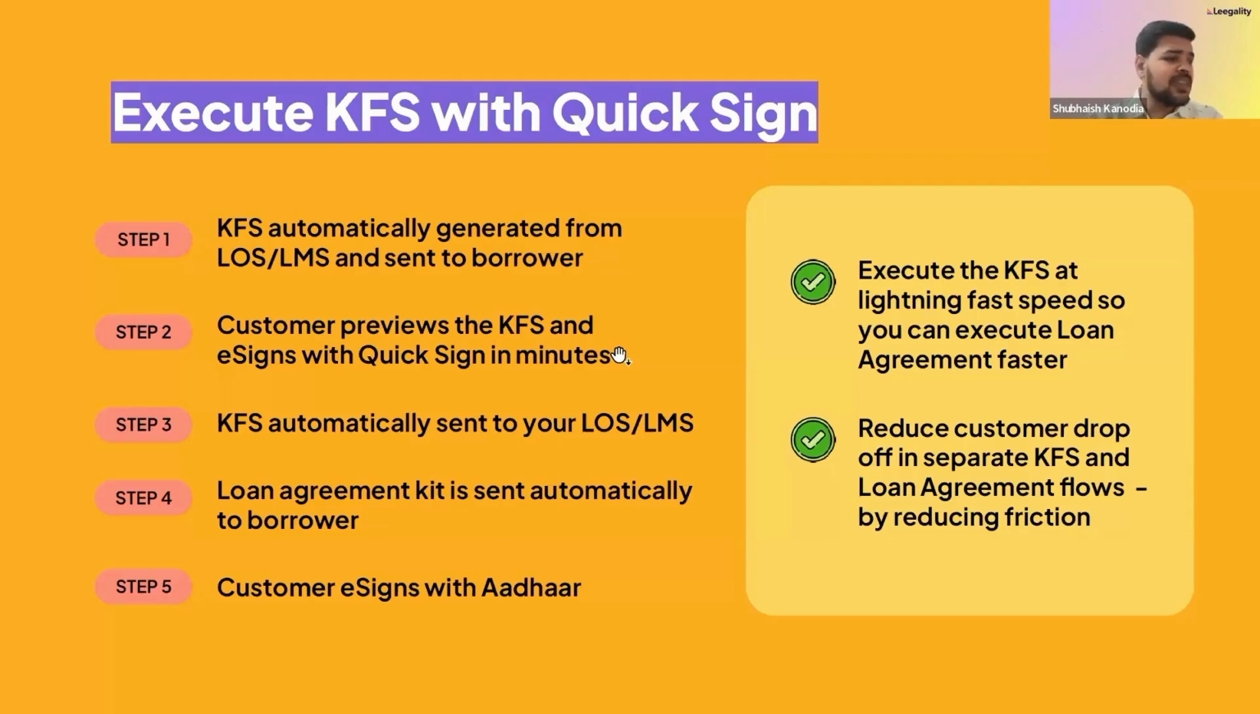Customers in this case will get the KFS first. They'll do a quick sign in less than a minute, and immediately they will get a loan agreement for a normal e-sign, whatever mode you prefer. Most likely Aadhaar with OTP. This means while your loan agreement stays secure, you're executing KFS as fast as you can. And QuickSign essentially offers you a way to comply with this specific directive that has come in for KFS while reducing the chances of drop off for your customer. I would now like to invite Anshul and show us how QuickSign works.